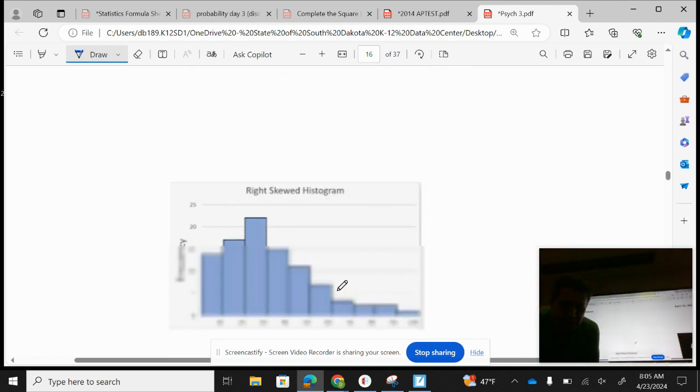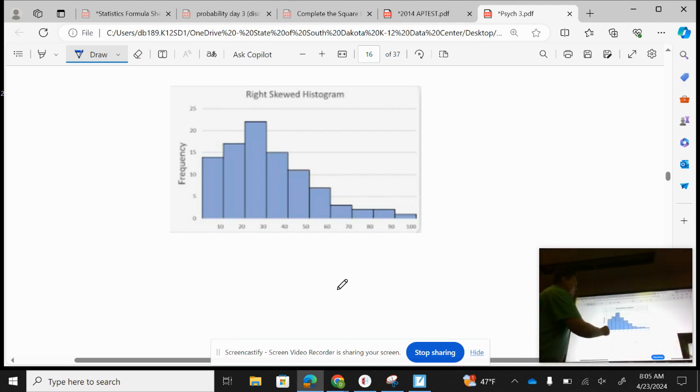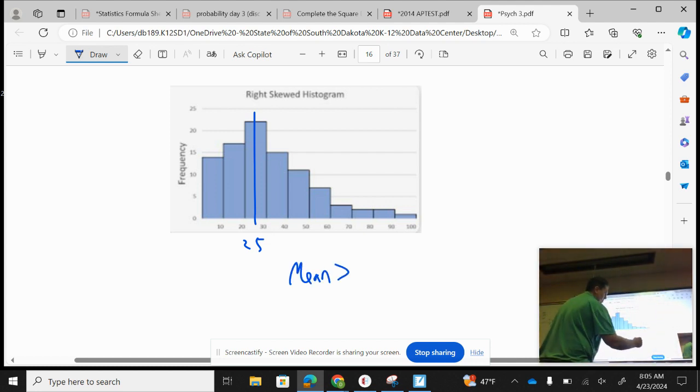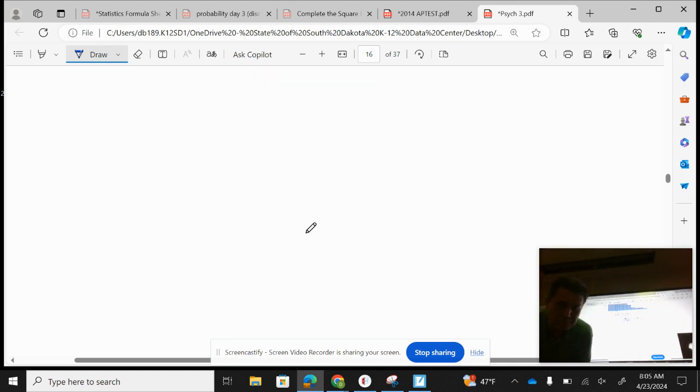If we see a skewed right curve, the median maybe is about 25. So I think the mean is going to be bigger than 25. The mean is going to be greater than the median because the mean gets pulled in the direction of the skew.